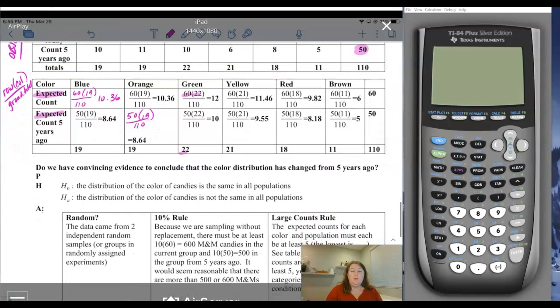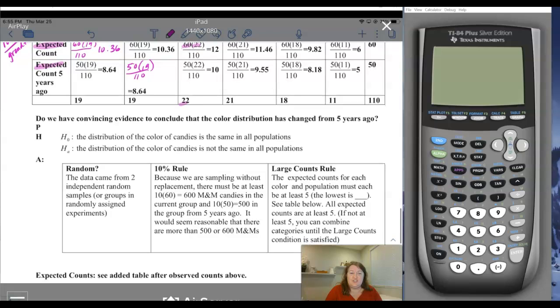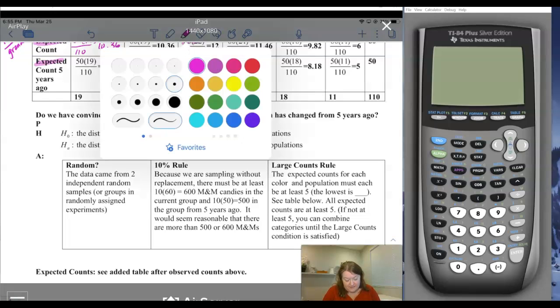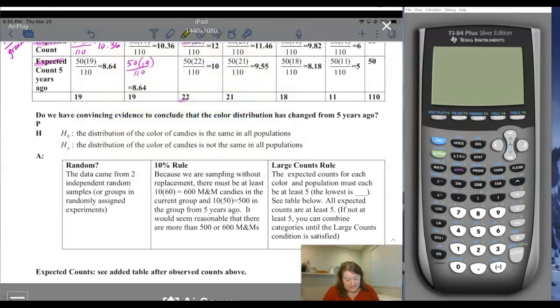All right, so here we go. Again, there's no confidence intervals for these, just significance tests. Okay, so do we have convincing evidence to conclude that the color distribution has changed from 5 years ago? So remember, that's going to be our alternative hypothesis. So our original hypothesis, or null hypothesis, is going to be that they are the same distribution. And then we're going to be comparing it to not the same. Notice there's no proportion equals, there's no mu equals. We're using the words, the sentences for this one.